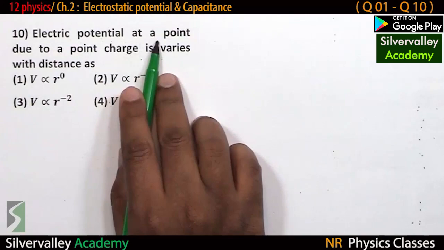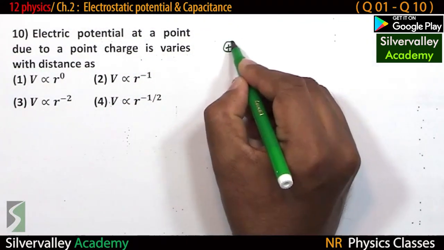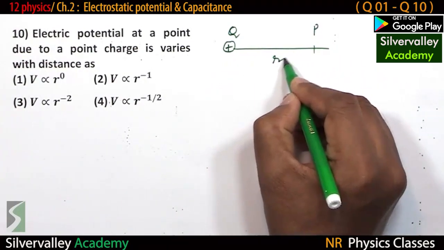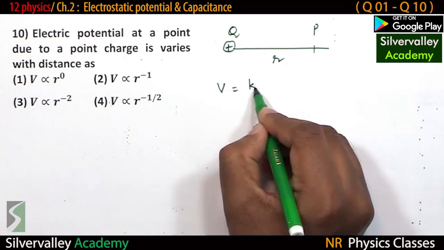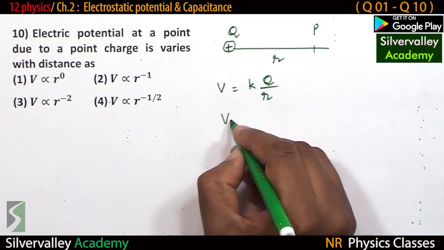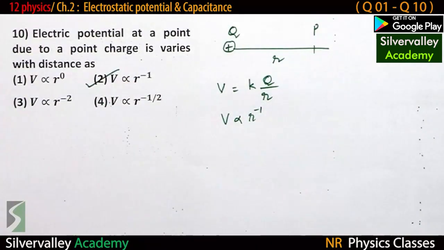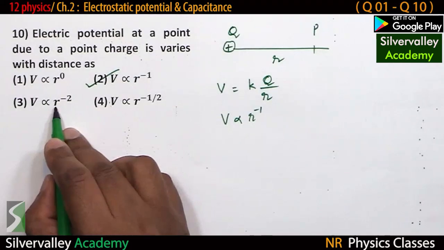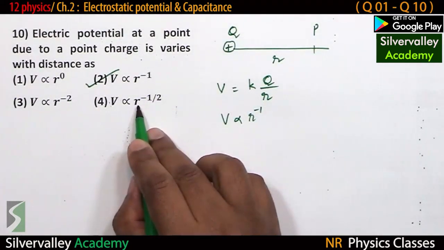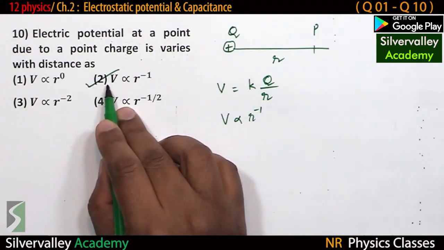Electric potential at a point due to a point charge. Point charge, point P, distance r, potential is constant Q by r. So V is proportional to r power minus 1. Inversely proportional to square of the distance, inversely proportional to root of the distance, independent of the distance. Therefore, this.